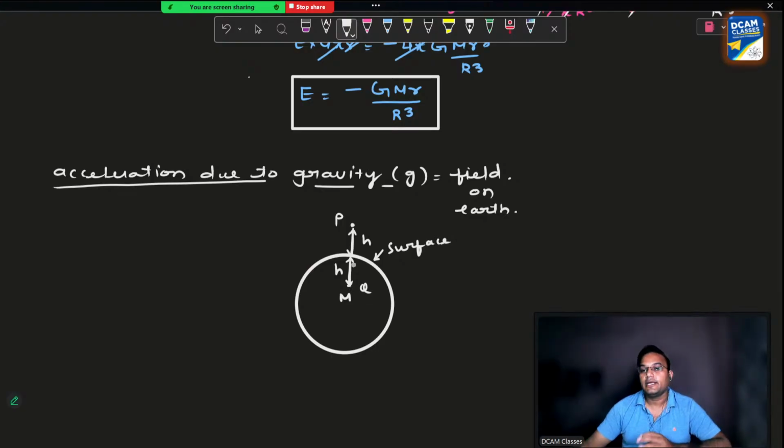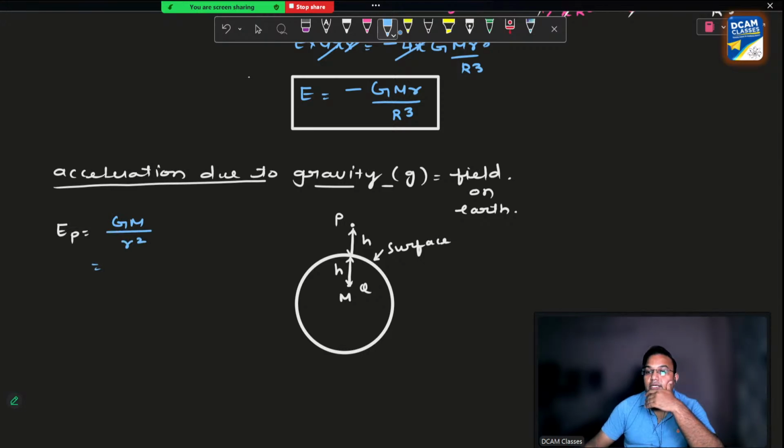Now since I said acceleration due to gravity is the field, the field at P will be what? It was GM by r square. But what is r here? The radius of Earth, capital R, plus h. Correct? Yes, sir. So the field at height h above the Earth is GM by capital R plus h whole square. Now the field at Q will be what? So this is the value of g at P. Let's say g dash.